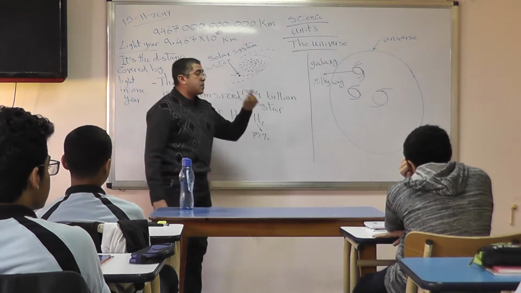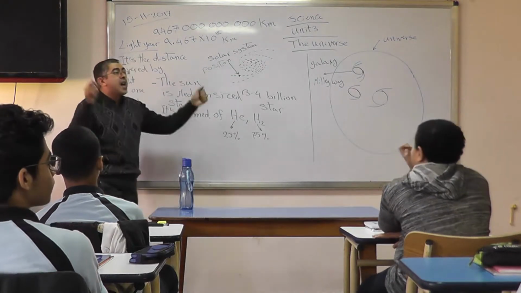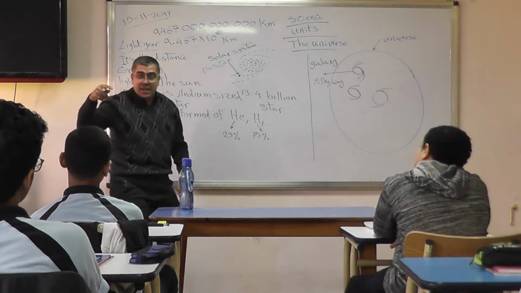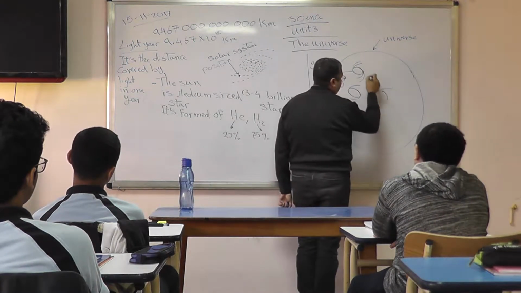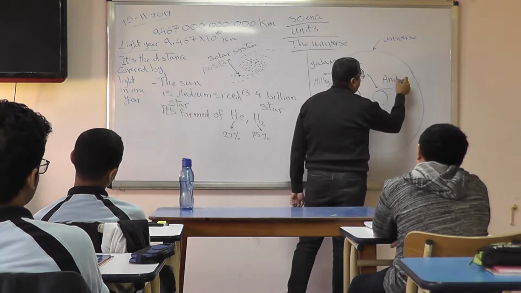Galaxy cluster means the shining part inside the center of the galaxy, or a group of galaxies beside each other. This one is called Andromeda. It takes this shape like this. It's similar to this. This is Andromeda.